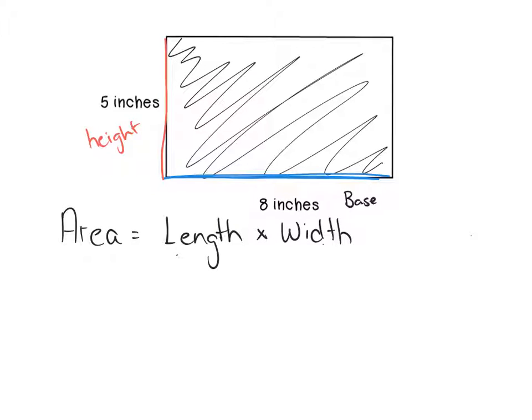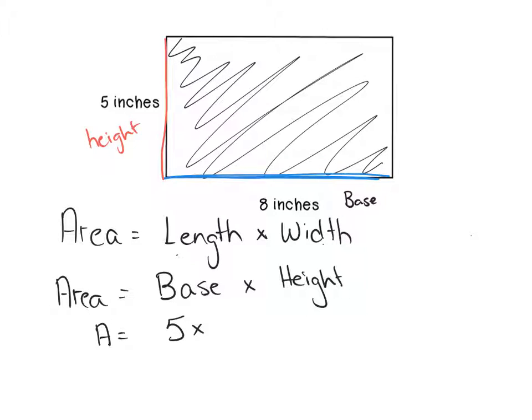And honestly, I wish they would just call them the base and the height because it'll make solving for several formulas a lot easier. So this also could be formula is area equals base times height. And so it doesn't matter which formula you use because you're still going to be doing A equals 5 times 8. So that means the area equals 40 inches squared.